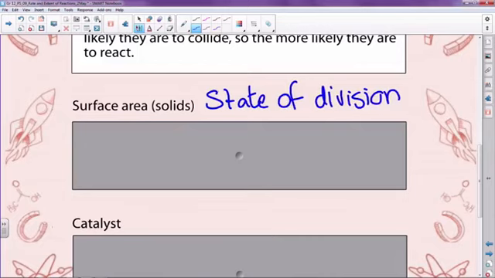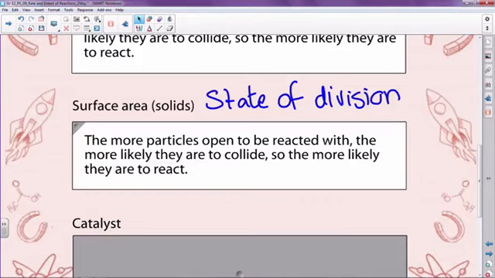Okay. And what we're doing there is we're saying, and I'm going to show you now what we said, that if we increase, and all of these are increased, if I increase the surface area, then I increase the likelihood of collisions.